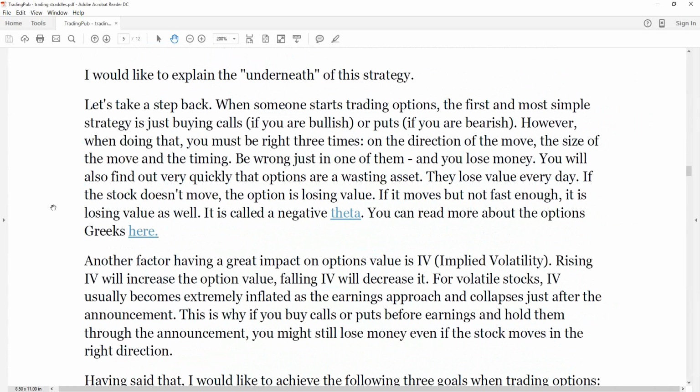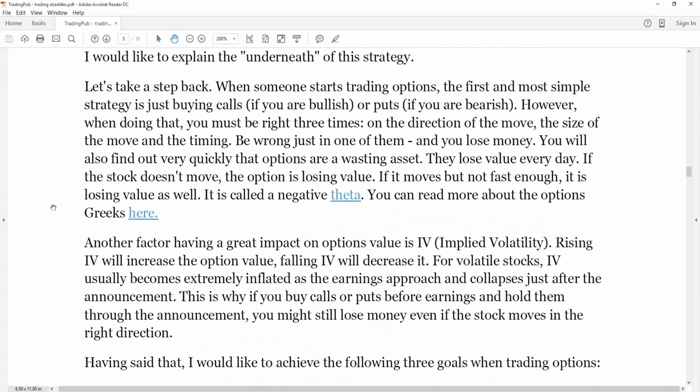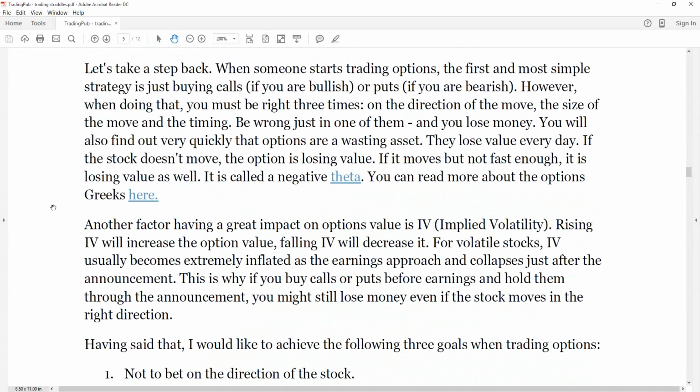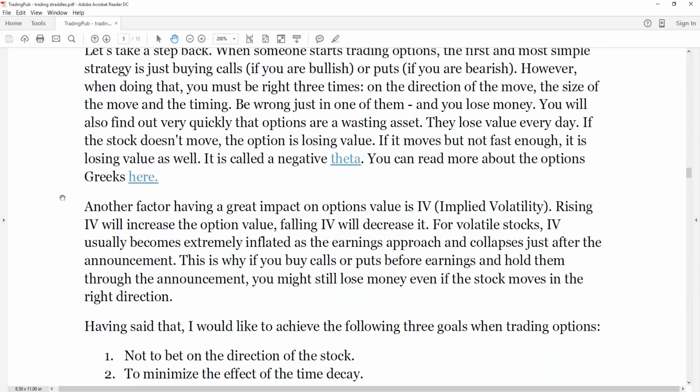So when someone starts trading options, the first and most simple strategy is just buying calls if you're bullish, or puts if you're bearish. Now, here's the problem. If you're buying only calls or puts, you must be right 3 times. You must be right on the direction of the move, you must be right on the size of the move, and the timing. If you're wrong just in one of them, the trade will probably lose money.